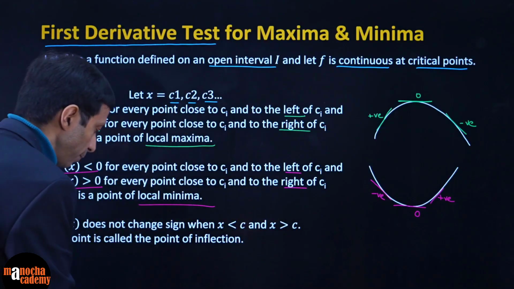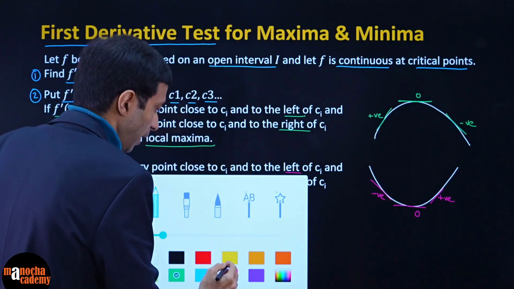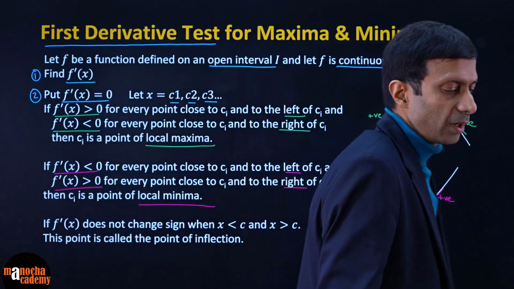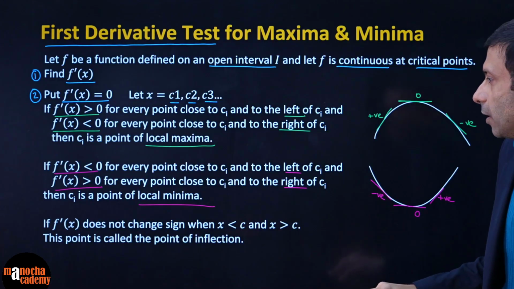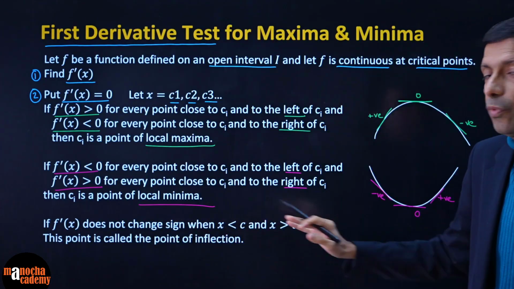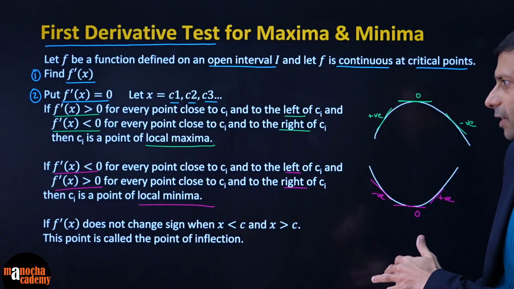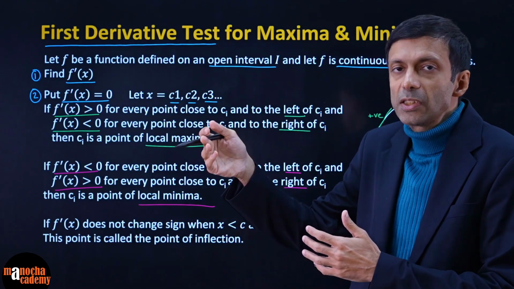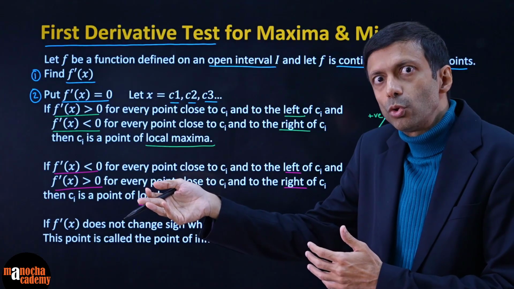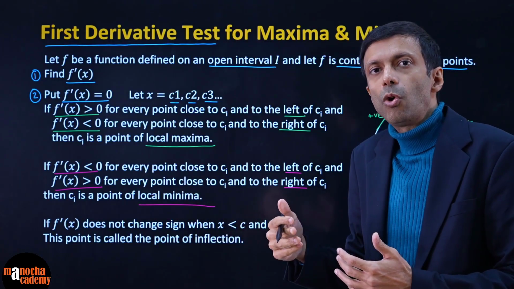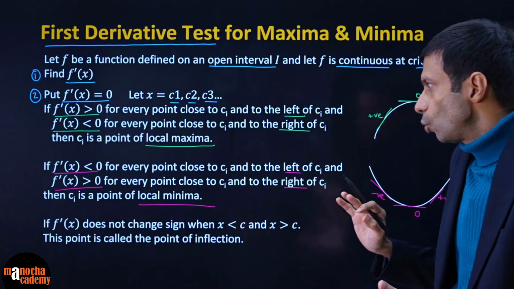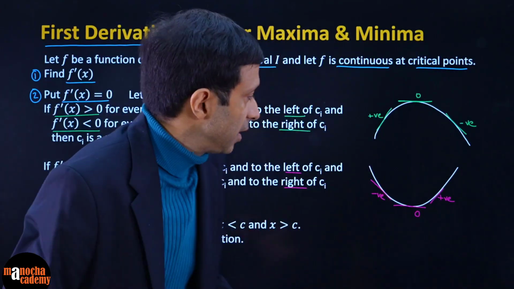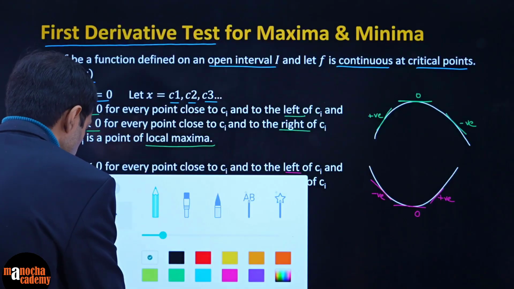Now, this question may arise in your mind: what happens if we have found f dash x equal to 0, but the sign does not change when you go less than c or greater than c? Which means, let's say f dash x remains positive to the left and to the right, or negative to the left and to the right. That's possible. We'll look at it. Suppose you have some situation like this.